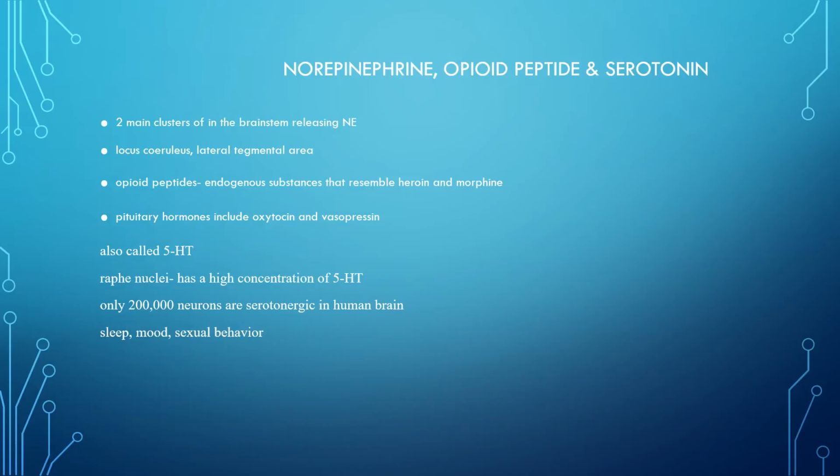Serotonin is also called 5-HT. Raphe nuclei have a high concentration of serotonin. Only 200,000 neurons are serotonergic in the human brain. It controls sleep, mood, and sexual behavior. And that is all.